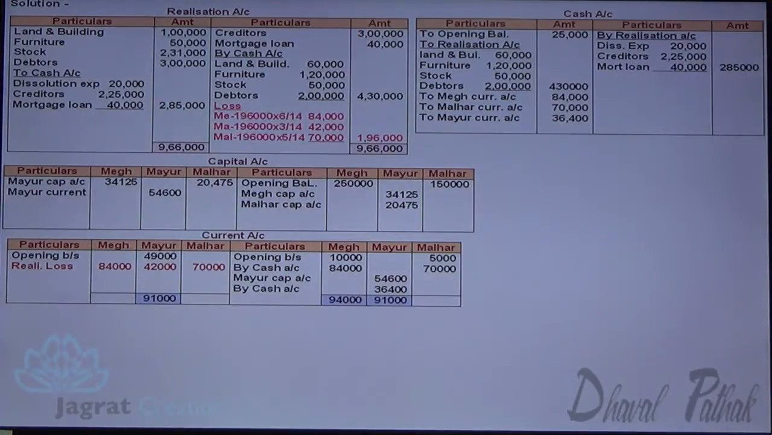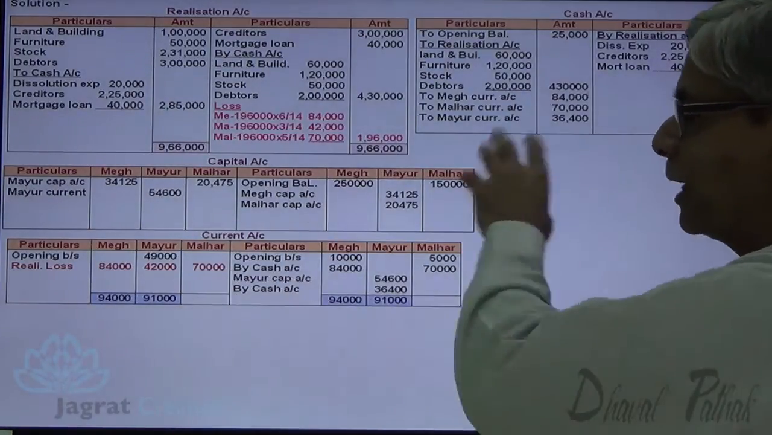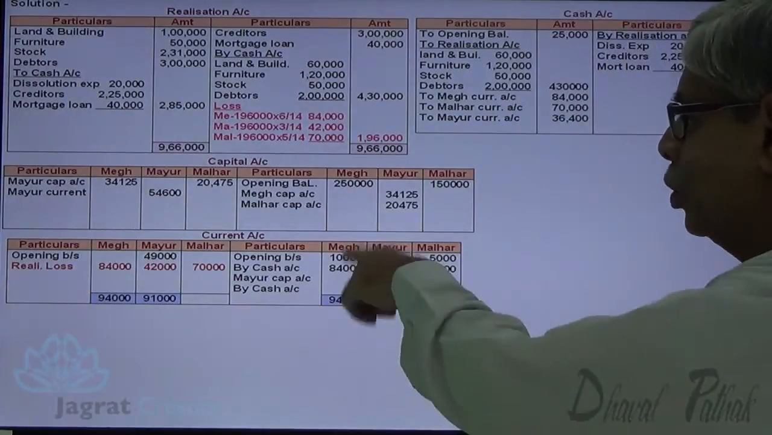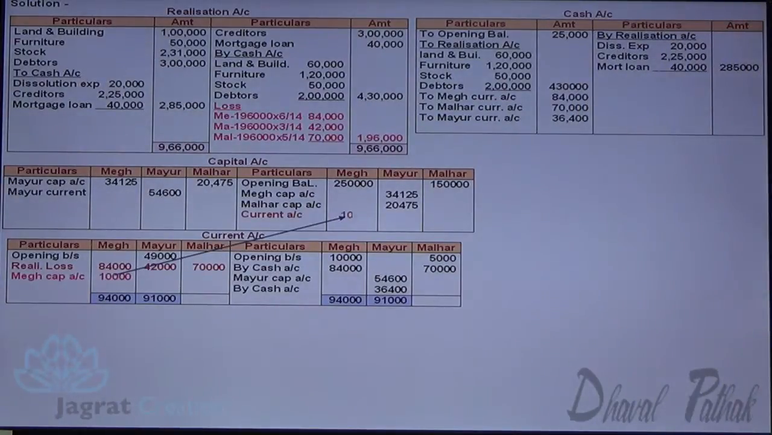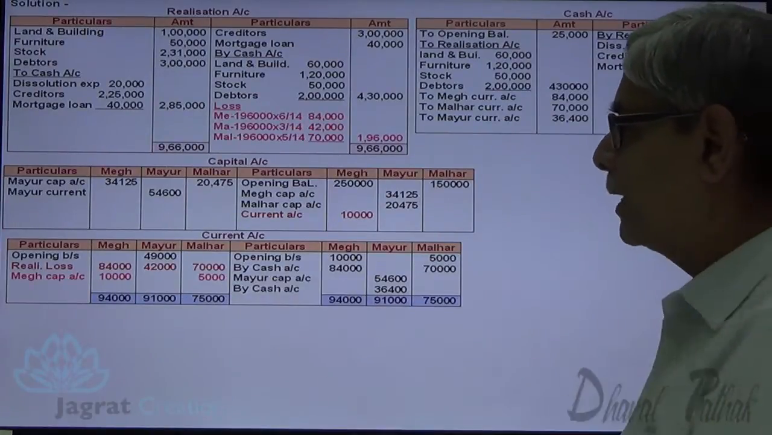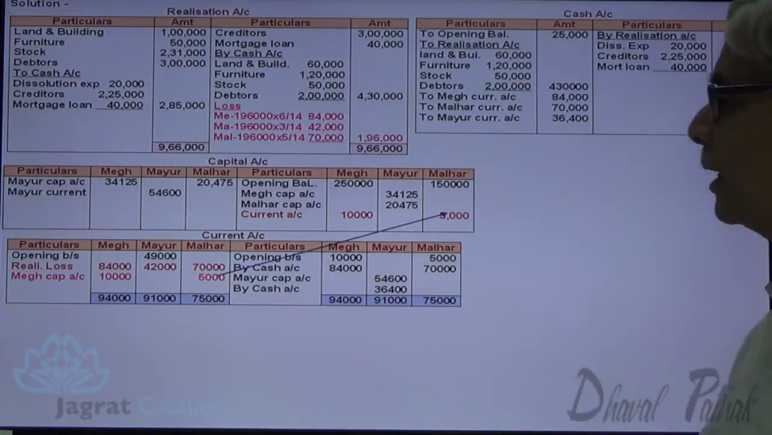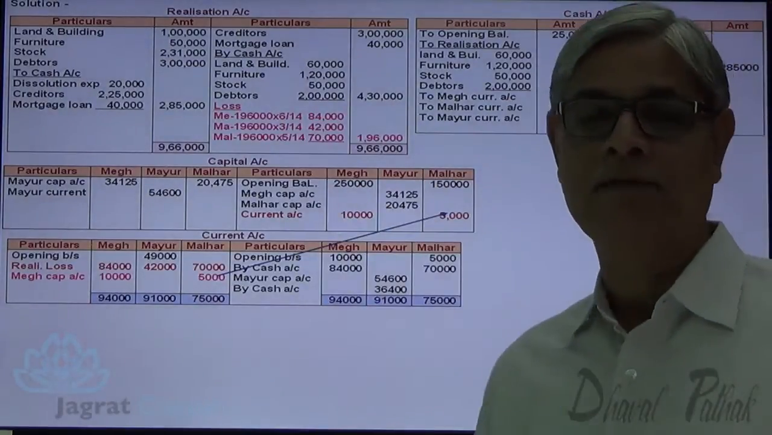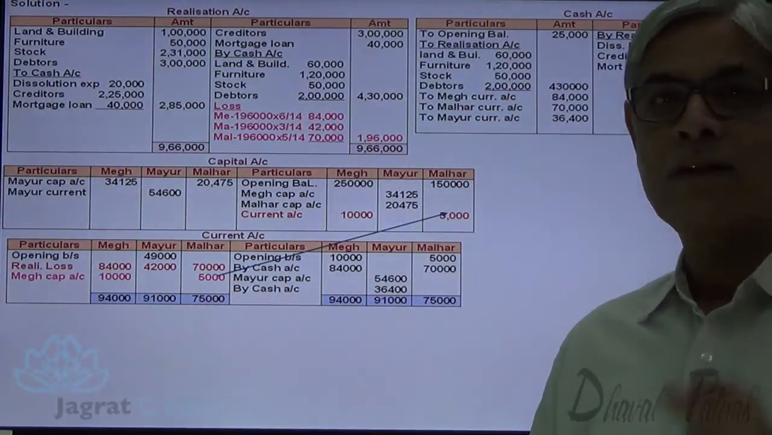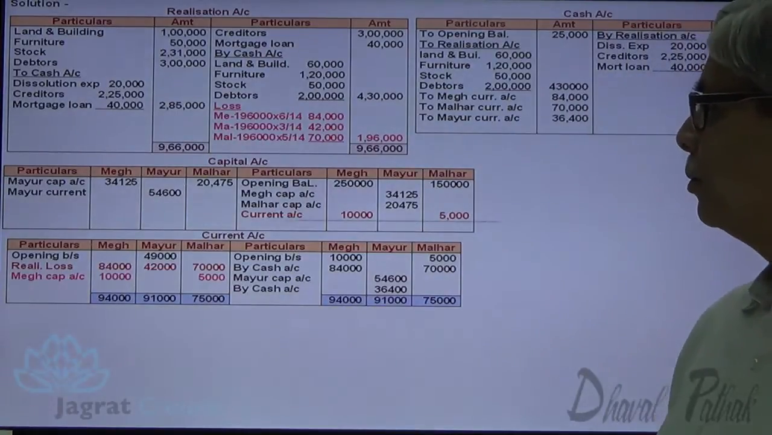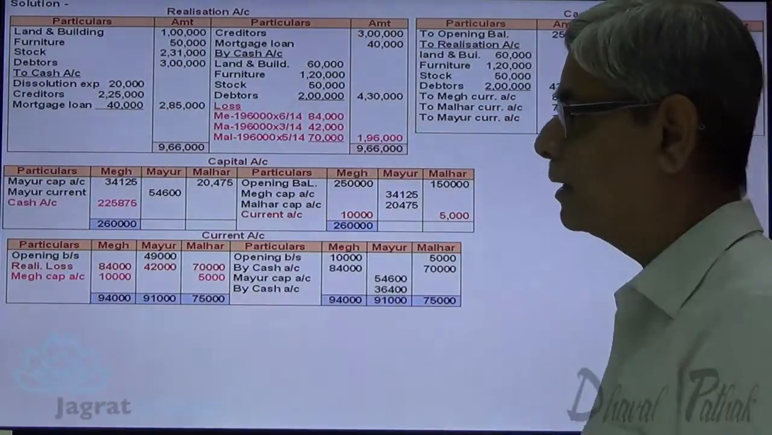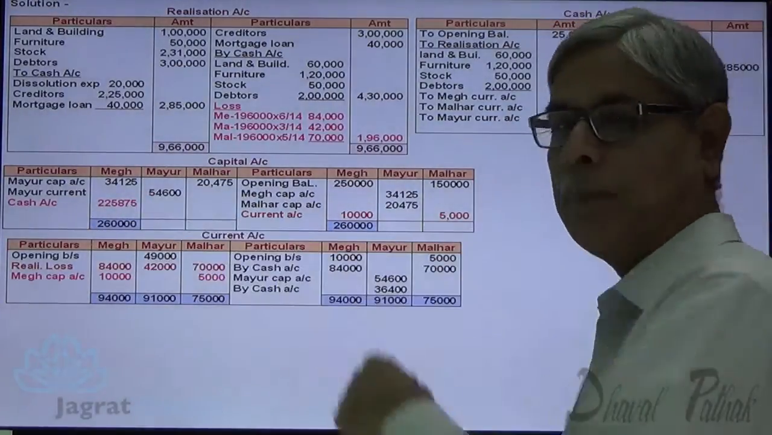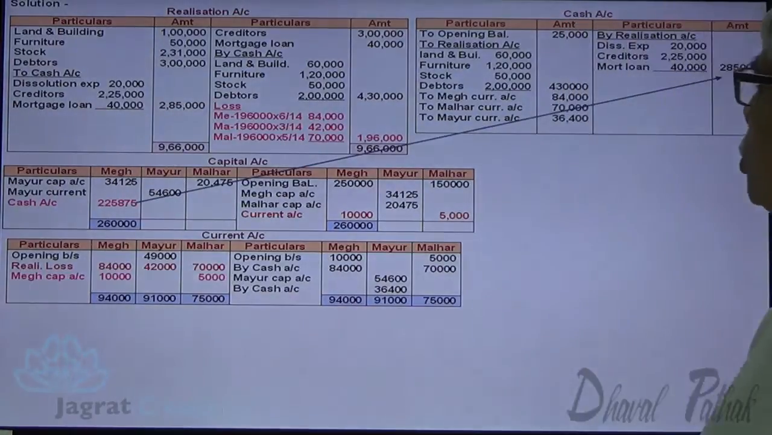Now Meg's and Malhar's current accounts will be transferred to their fixed capital accounts. Total of credit side 94,000 minus 84,000, 10,000 is transferred to fixed capital account. Similarly here 75,000 minus 70,000, 5,000 is transferred to the fixed capital account. Now these ultimate fixed capital balances will be redeemed to dissolve the firm. So total of credit side how much? 2,60,000 minus 34,125. This is the cash payable to Meg, account debit to cash account credit.